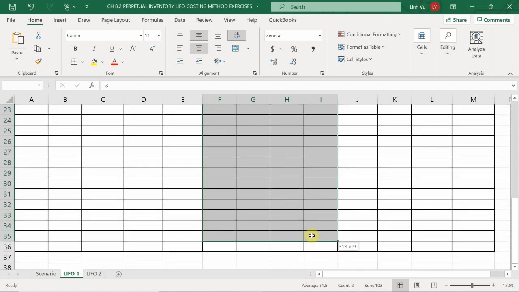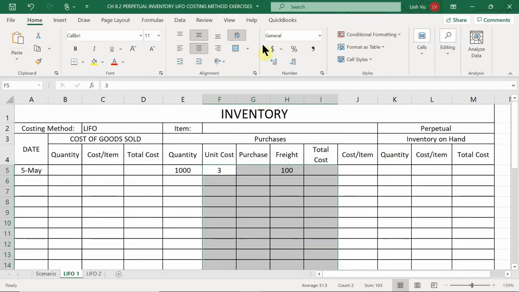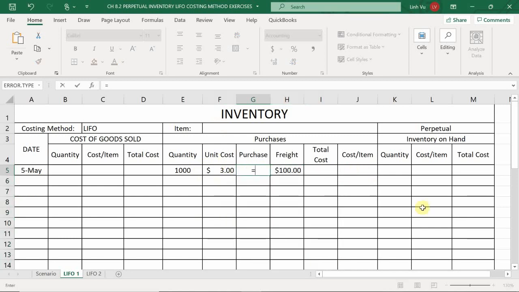I'm going to just reformat this real quick so you guys can see it. Okay. So again, my purchase price here, 1,000 times $3 gives me 3,000.